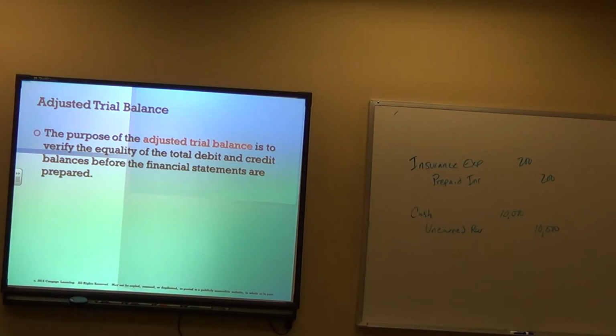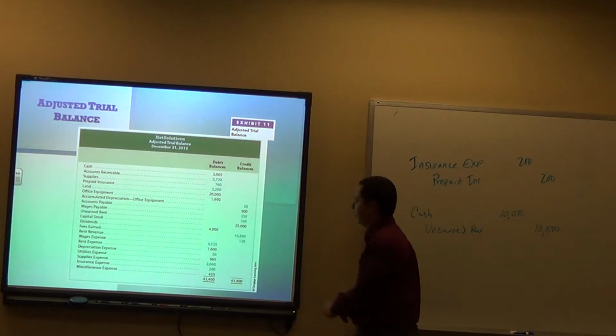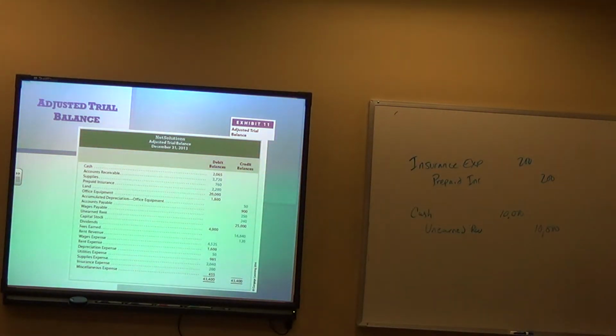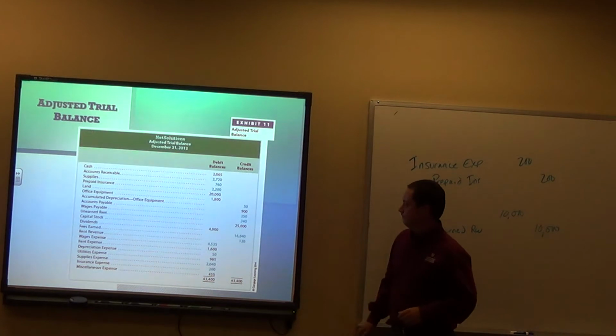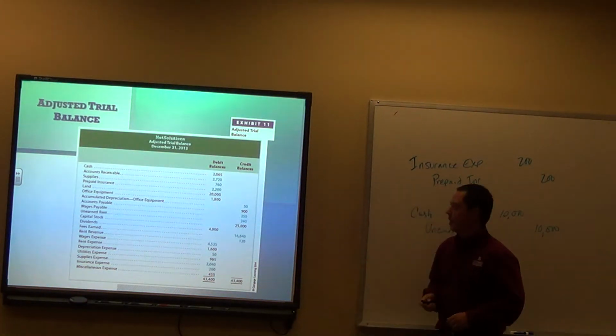We've got to take a look at why it doesn't equal. So in here, after all of that, you see that it does equal: 43,400 and 43,400. Since they both equal, so far so good. Even with all those adjustments in there, everything is okay.